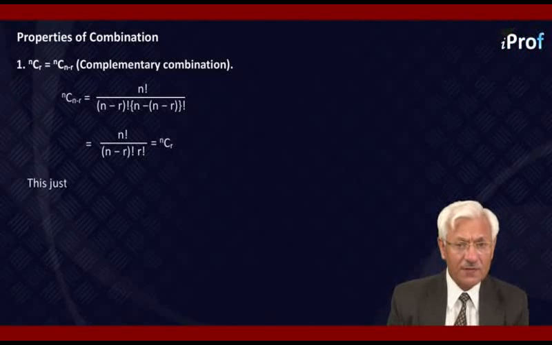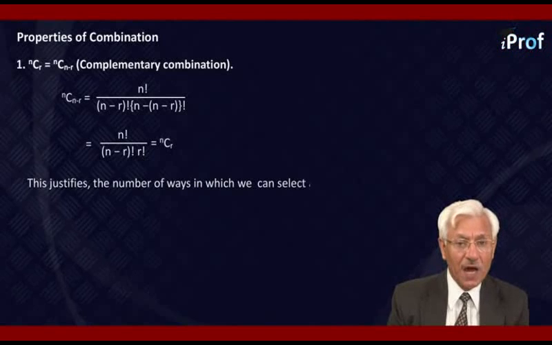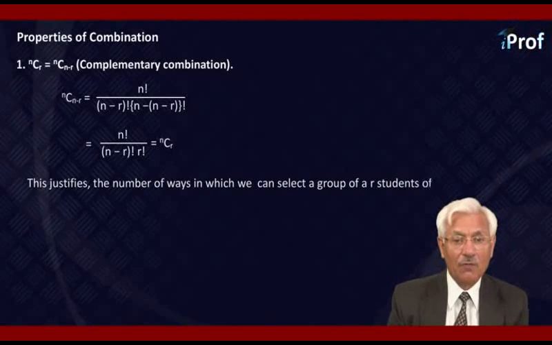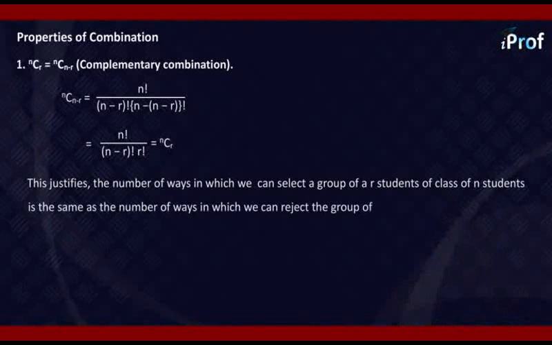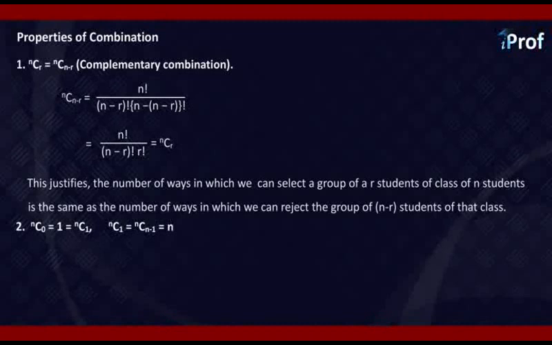This justifies that the number of ways in which we can make a selection of r students from a class of n students is the same as the number of ways in which we can reject a group of n minus r students from that class. That is why they are called complementary combinations. Second, nC0 is equal to 1, that is equal to nCn, and nC1 is equal to nC(n minus 1), which is equal to n.